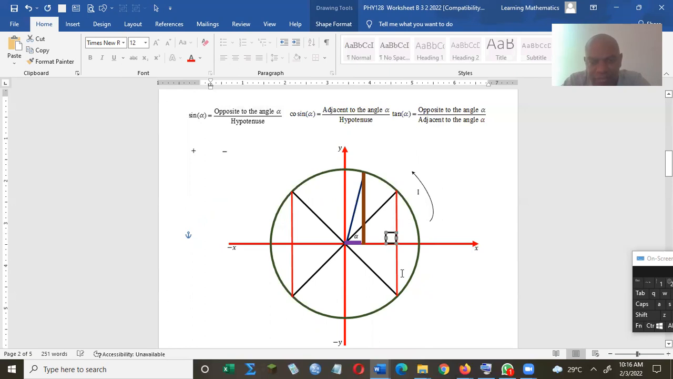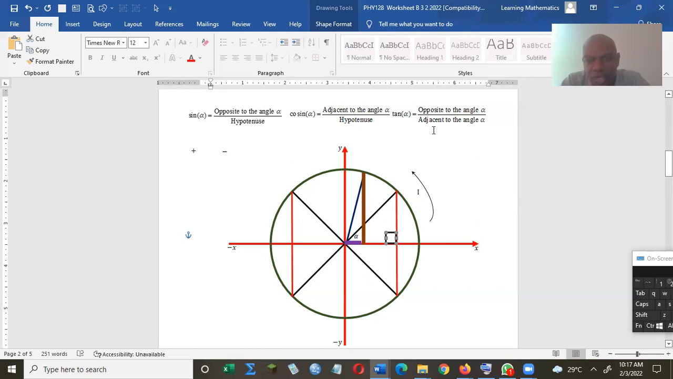So in this first quadrant, all 3 ratios are positive because the hypotenuse is always positive. The hypotenuse is always considered positive because it's a diagonal joining the center to the edge, yes? But the vertical and the horizontal carry the signs as in the axis, okay? So therefore now, a positive divided by a positive is a positive. Sine is positive in the first quadrant. A positive as the adjacent to the angle, next to the angle, divided by the hypotenuse, positive. Cosine is positive.